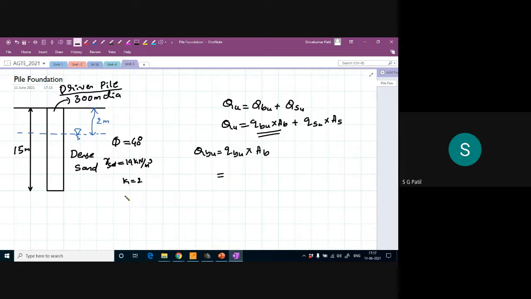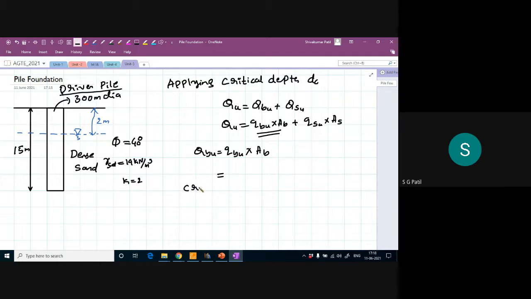So here we will apply the critical depth concept. But some people won't consider critical depth. In that case, your sigma bar should be calculated for the entire depth.